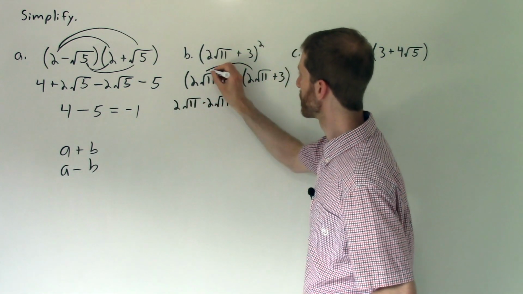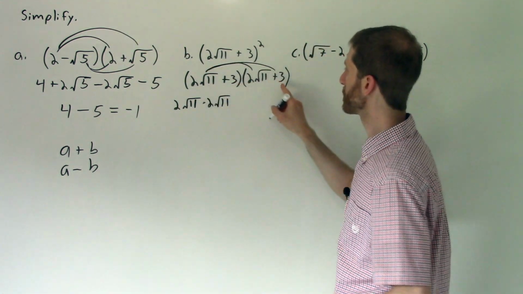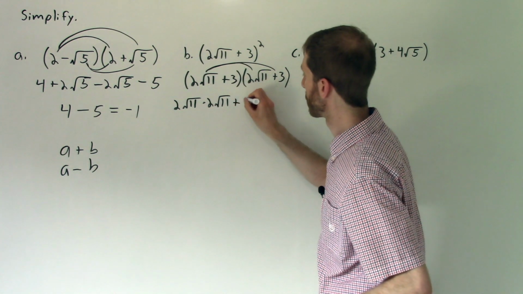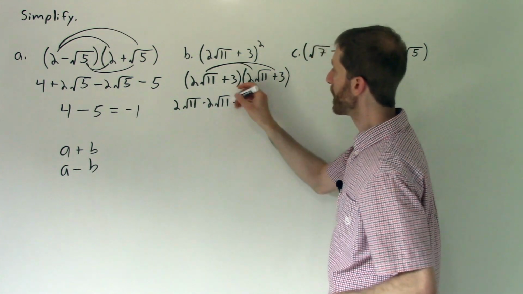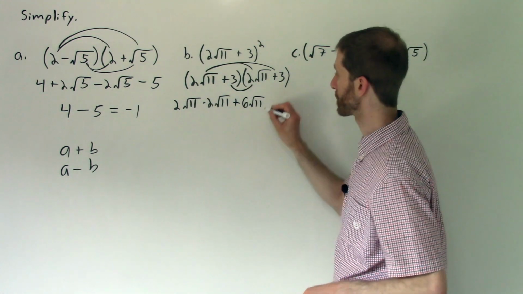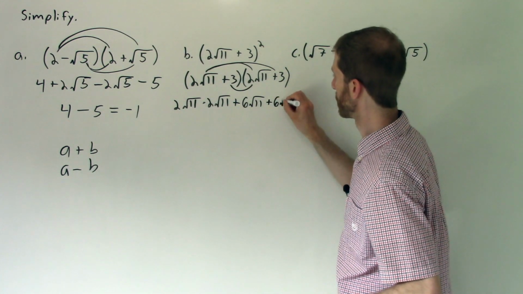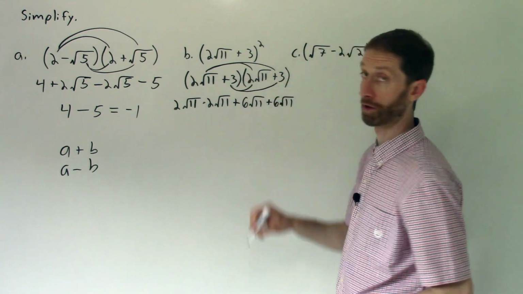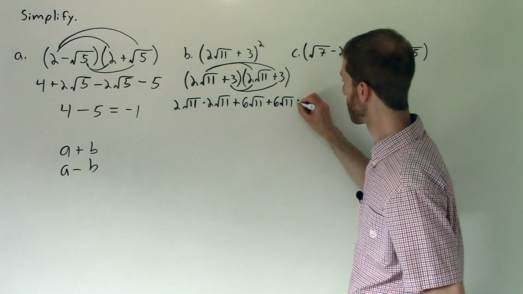So that's first. Outer, 2 root 11 times 3. I'm going to do that mentally. 2 times 3 is 6 root 11. Nice. Inner. 3 times 2 root 11, 3 times 2 is 6. They're both outside radicals. So that's 6 root 11 again. And then last but not least, the last, 3 times 3 is 9.